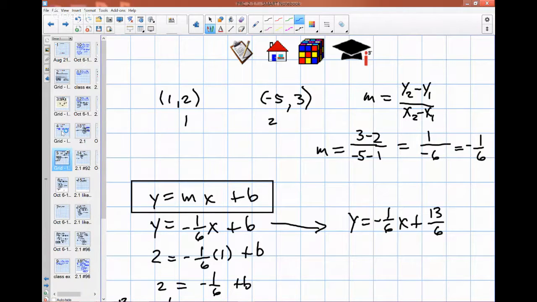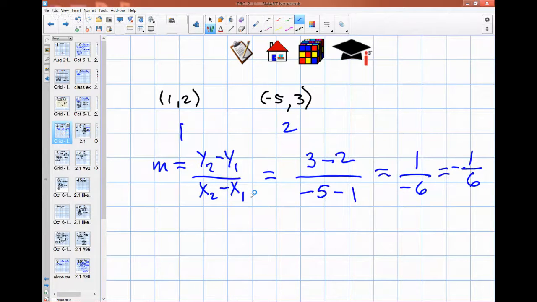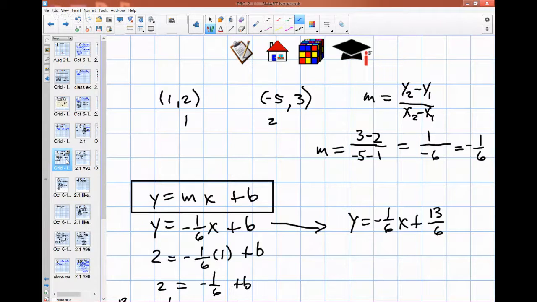Just checking to see if I did that right. So I'm assuming that's pretty straightforward. I went a step further here. What's the equation of the line?